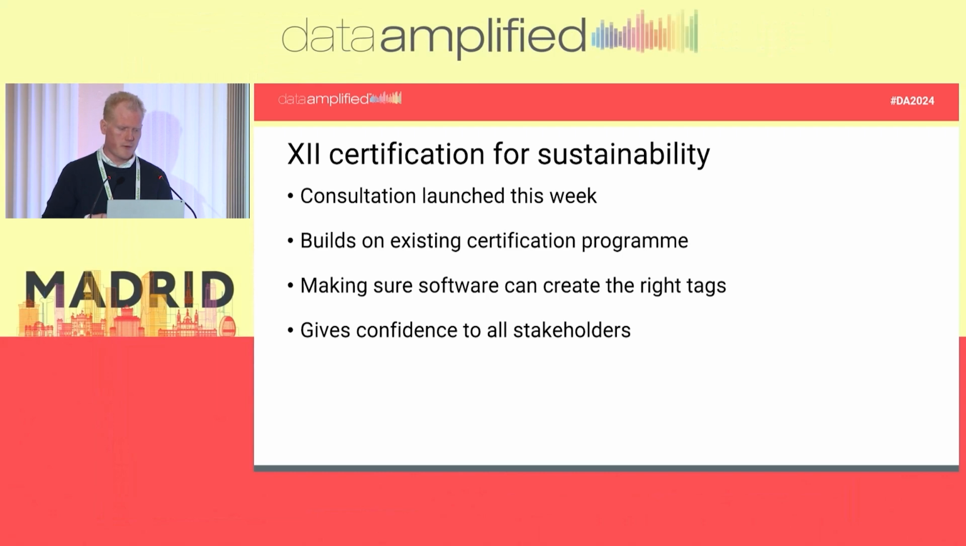So it's building on the existing certification program, which is a lot more focused on specification conformance, whereas this new one is about saying, can the software create the right tags? So there's no reason the software can't, but it's going to give confidence to all stakeholders if they know that if it's got the badge, it can work with all these sustainability taxonomies that are all using entirely standard mechanisms, but we need to be able to say to the market, this software can create these.